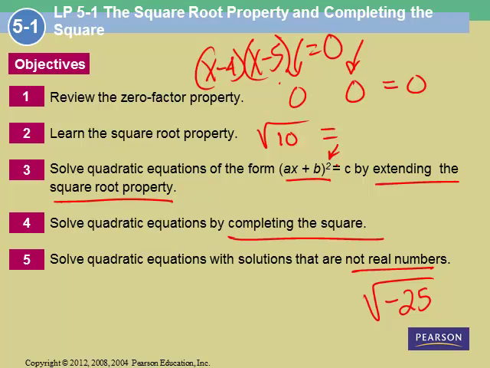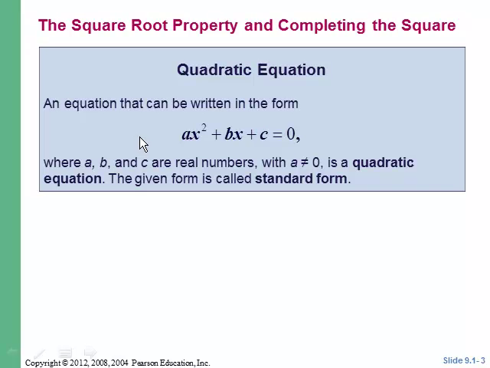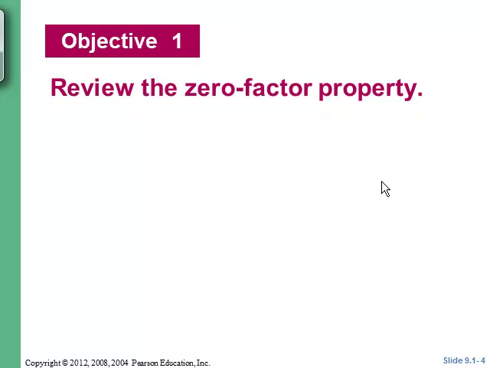So, remember that these work with quadratic equations. What makes an equation? The equal sign. What makes a quadratic? That is squared. Notice that in the standard form, all of these are real numbers, and you're going to have an x squared power, an x power, and then a constant term. This is the standard form of the quadratic.